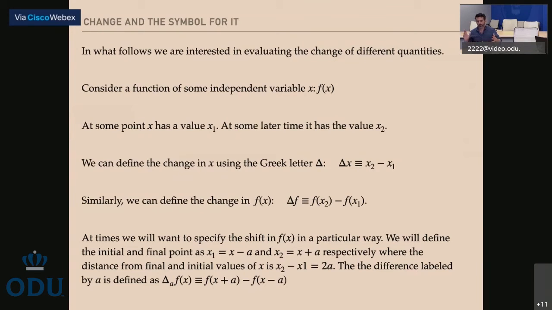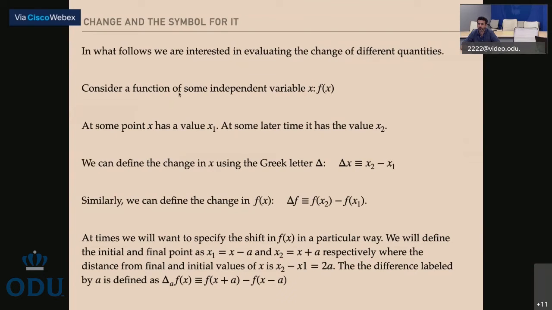Okay, so let's start introducing basic concepts of calculus in the context of physics. I'm going to be thinking about the change of different functions with respect to other variables. So we're going to be interested in change, evaluating the change of different quantities. We're going to be using some notation that perhaps is not common to everybody, so we figured we can just introduce it here right away.